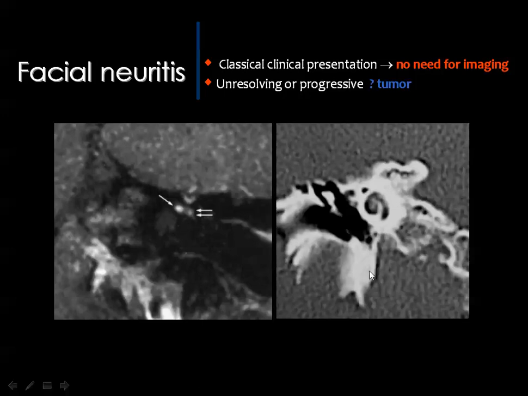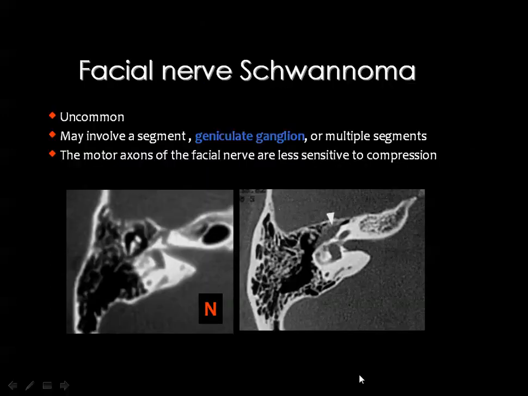And in the coronal images, you can see these are the two segments of the facial nerve canal in the CT scan above the cochlea. And then the coronal T1 weighted image after contrast enhancement, you can see the enhancing segments of the facial nerve, denoting the presence of facial neuritis. You need imaging in cases of unresolving or progressive course of the lesion, as I have mentioned.